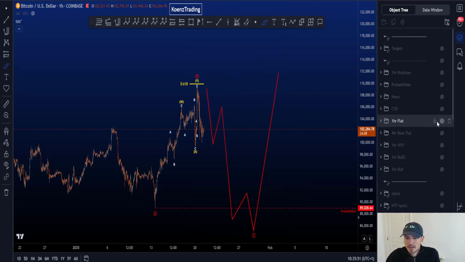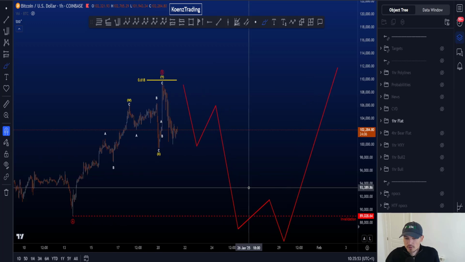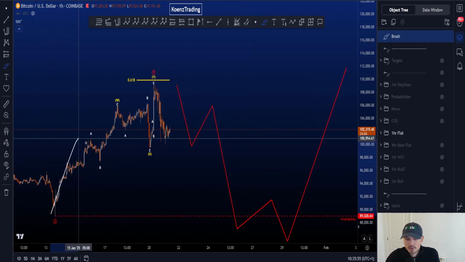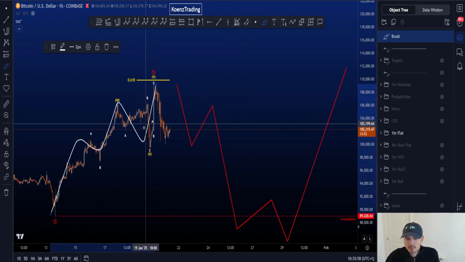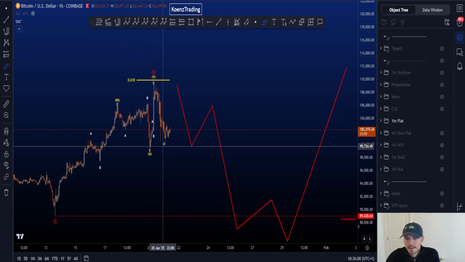115.7k. And then we have your actually most bearish scenario, which is a finished WXY over here, with then a flat here in your X.